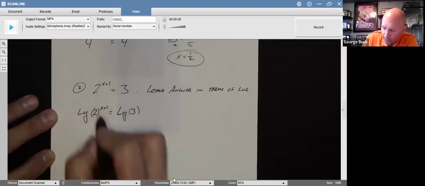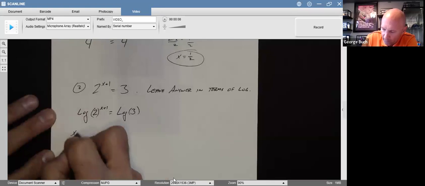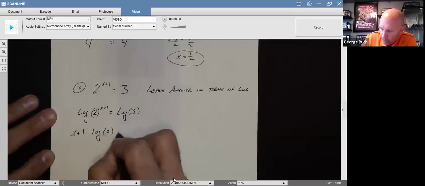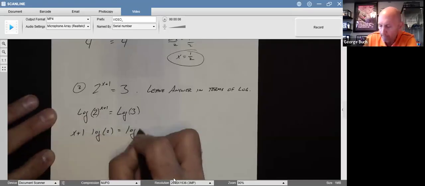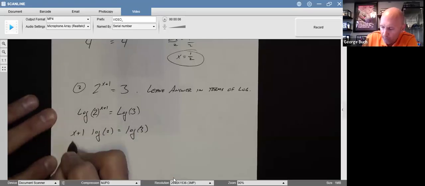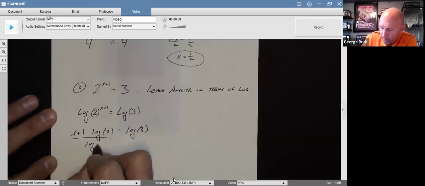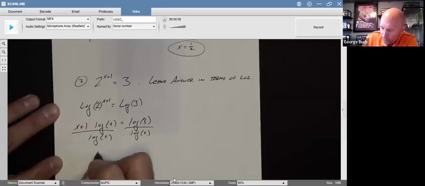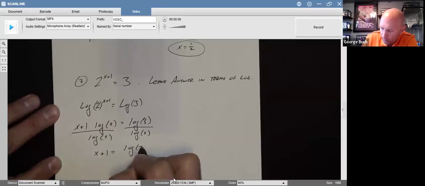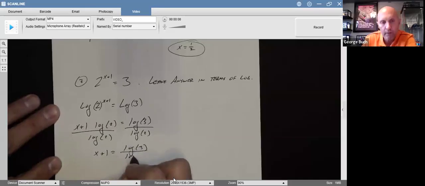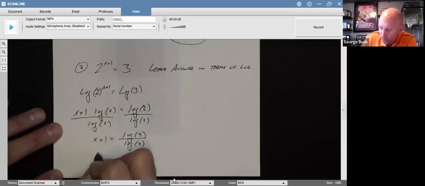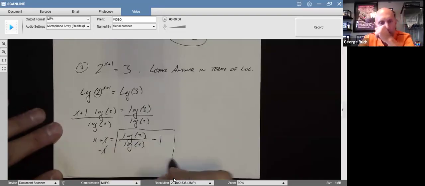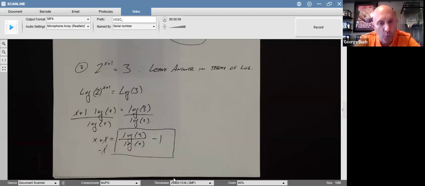Now with my law of logs, I can bring the x plus 1 in front. So I get x plus 1 times log of 2 is equal to log of 3. Now get rid of the log of 2 on this side, so divide everything by log of 2. So I get x plus 1 is equal to log of 3 over log of 2. To get x by itself, subtract 1 from both sides. So x is equal to log of 3 divided by log of 2, minus 1.